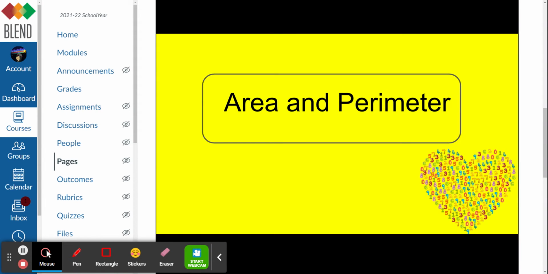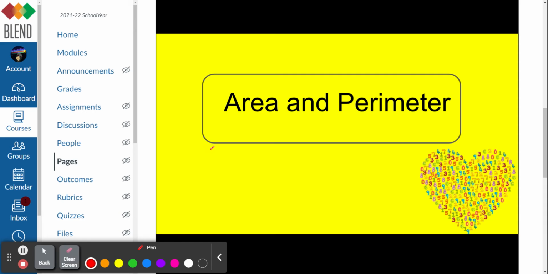Welcome to another episode of Things That You Learn in Math Class with today's very yellow background and today's lesson, area and perimeter. So today we are going to look at a combination of both area and perimeter, so we're going to have to decide what is the best formula to use to find the answers that we're looking for.